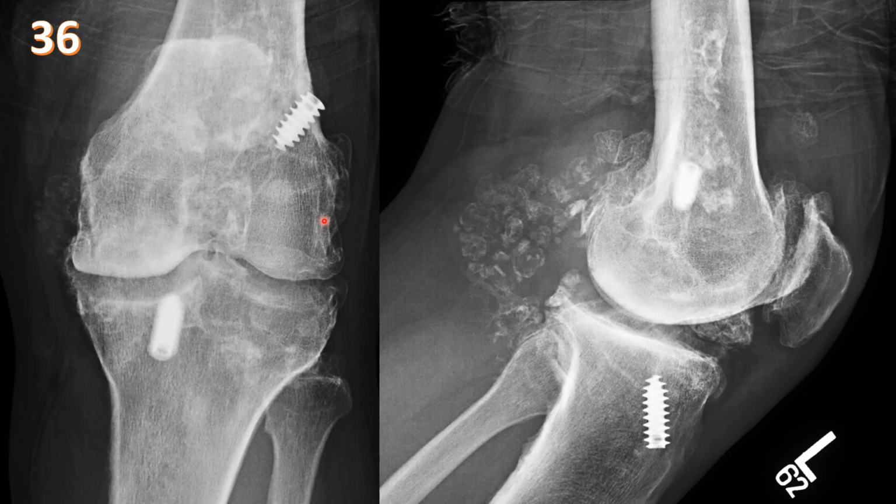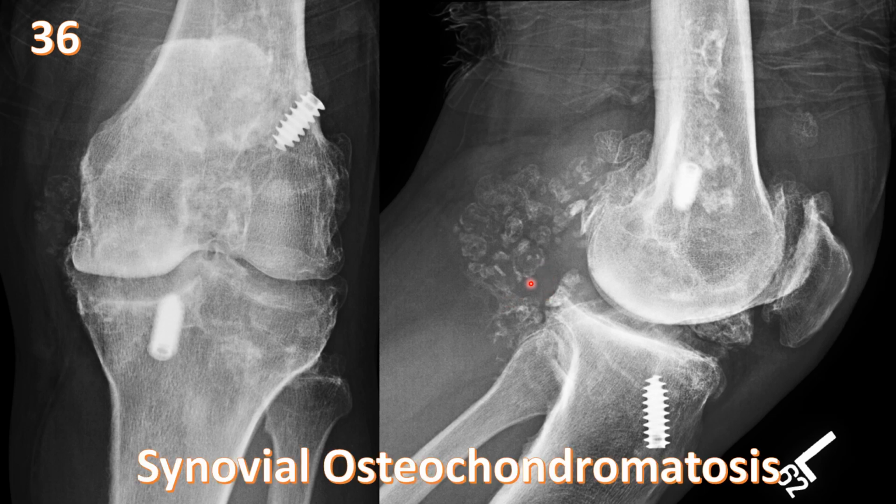Case 36, we have AP and lateral views of the left knee in a patient with prior ACL reconstruction. And we see that there is degeneration of the knee joint with osteophytes, but there is also distension of the joint at the suprapatellar space, infrapatellar space, and also at the posterior aspect of the knee joint. And there are multiple intra-articular ossific bodies, not calcification, but ossifications. And this is a patient with secondary synovial osteochondromatosis related to the degeneration and osteoarthritis. It can also be primary.